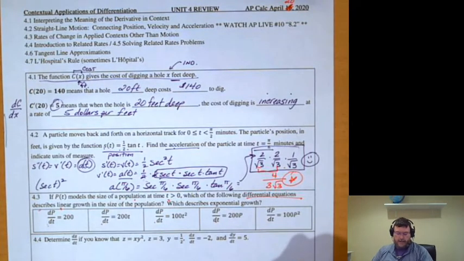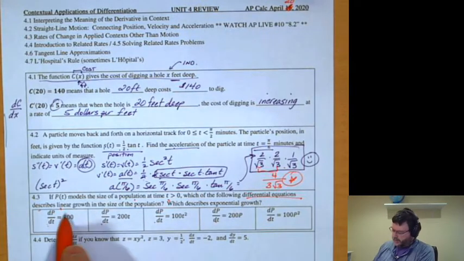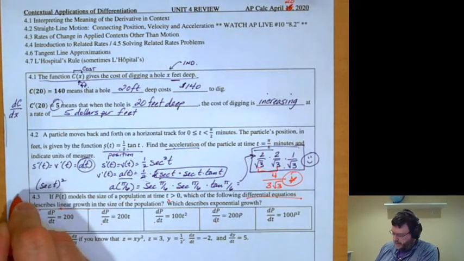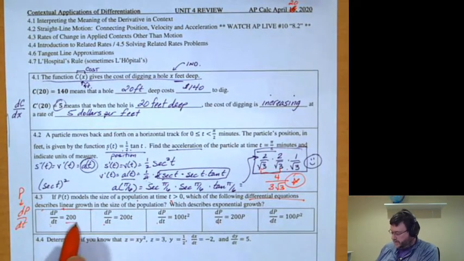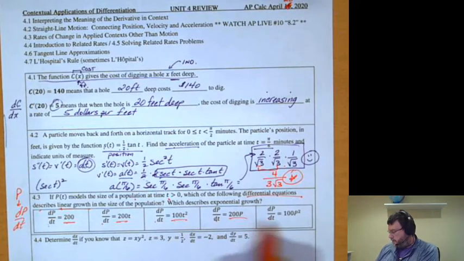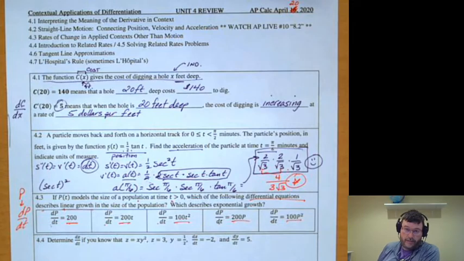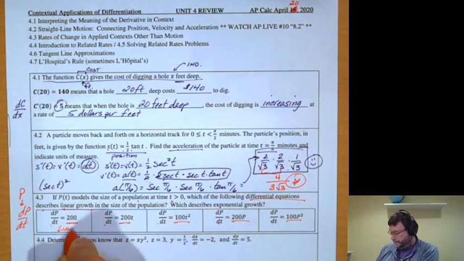This was a multiple choice question on one of the tests. I do remember this one vividly. So what we're looking for is linear growth. Now, if I'm going from P to dP/dt, I'm taking the derivative. So the derivative is this value. When I take the derivative of a linear function, I get a constant, which is the slope. That's this one. That's the linear one. Okay.